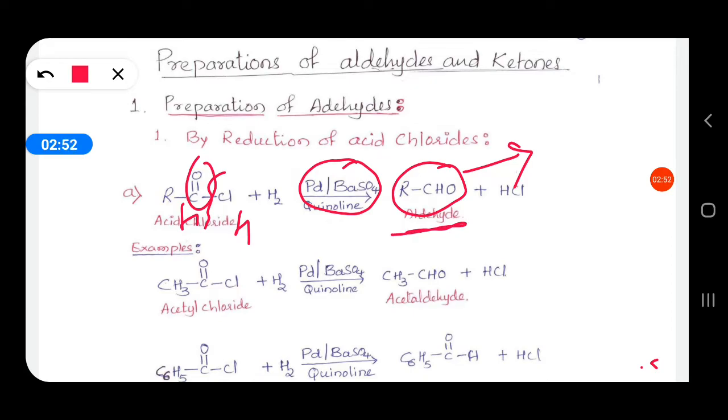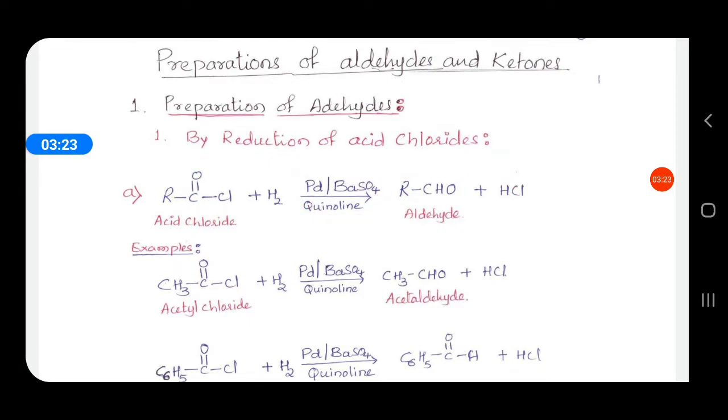Otherwise, if quinoline or sulfur is not added, and only palladium catalyst supported on barium sulfate is taken, then this aldehyde further undergoes reduction and gives alcohols. So, to stop that next reaction, this catalyst is somewhat deactivated. Partially deactivated is called poisoned, poisoned with sulfur or quinoline. Acid chloride on reduction gives aldehydes.